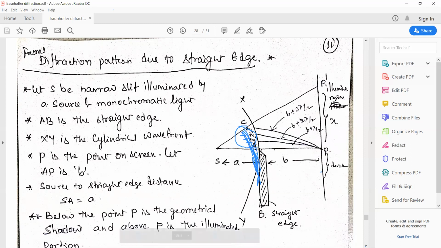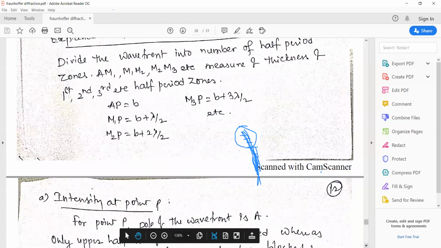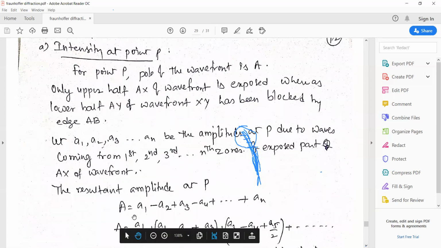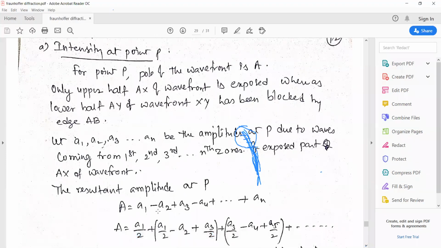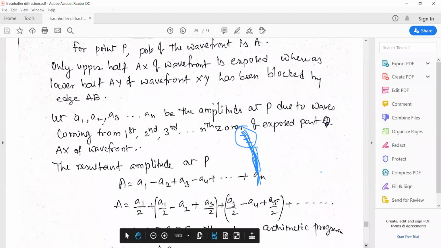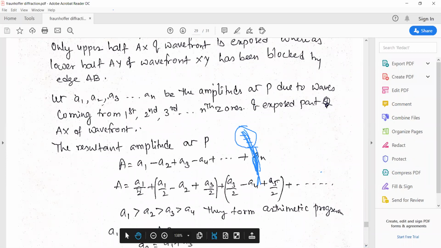So the amplitude is equal to A1, the amplitude of the light coming from the first half period zone. Since odd half period zones are positive and even are negative, I'm taking A1 as positive and A2, the amplitude from the second zone, as minus A2, and plus A3 since it is an odd zone. You can go through Fresnel's half period zones, where we derived the amplitude. The same formula we are using here: A1 minus A2 plus A3 minus A4 up to An. If An is an odd number, you will get plus An. I am just rewriting the same expression in a different format, where A1 is split into two terms, A1 by 2 plus A1 by 2.